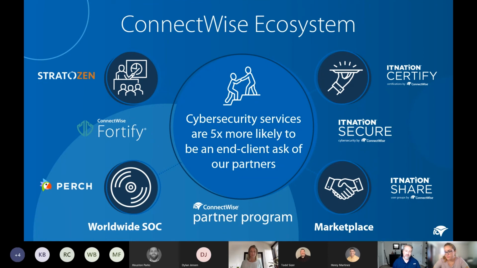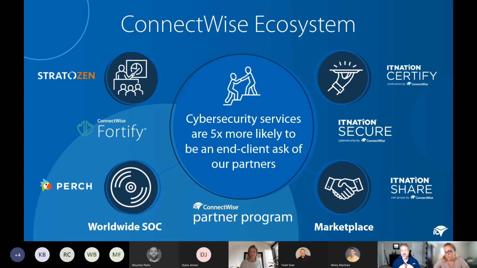And of course, recently, if you didn't hear the news, we acquired both Stratison and Perch, and very, very excited to see how we're combining the intelligence that both of those companies bring to the conversation and the platform that Perch is enabling our partners with when it comes to SIEM. And of course, all those solutions have an option to be backed by our Worldwide Security Operations Center.